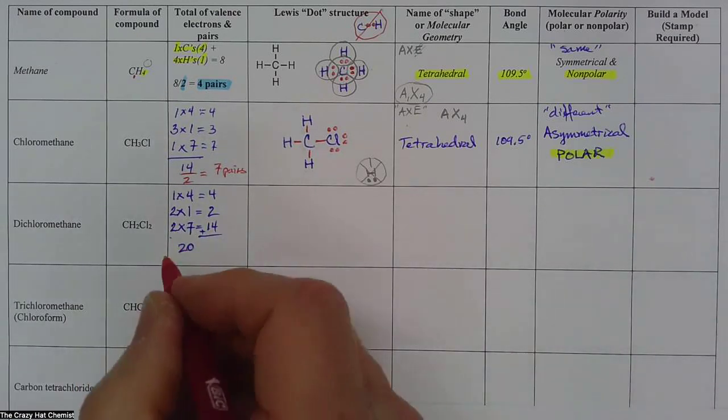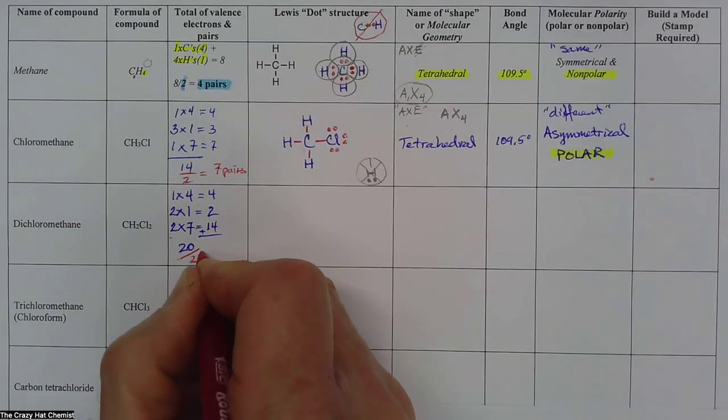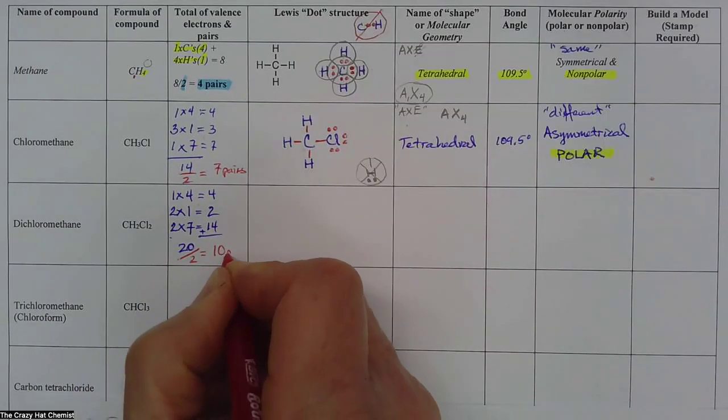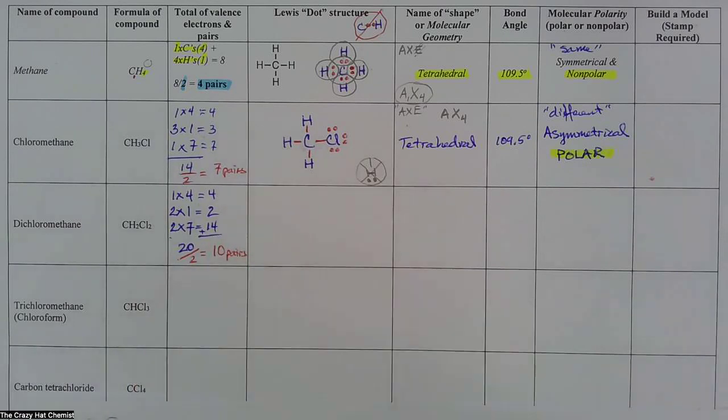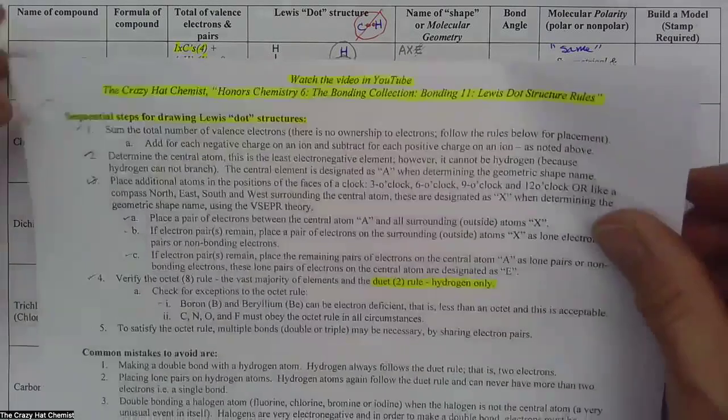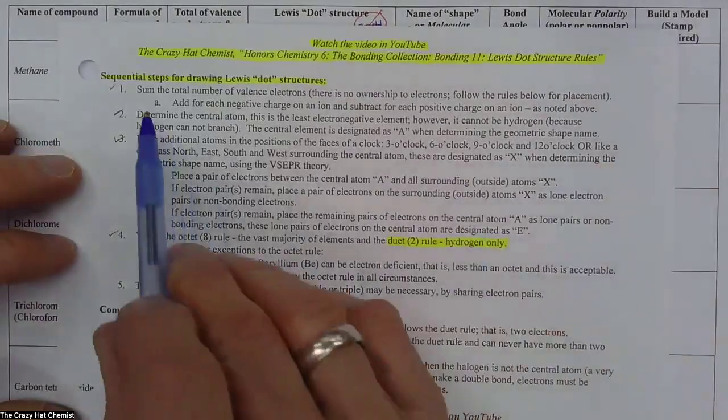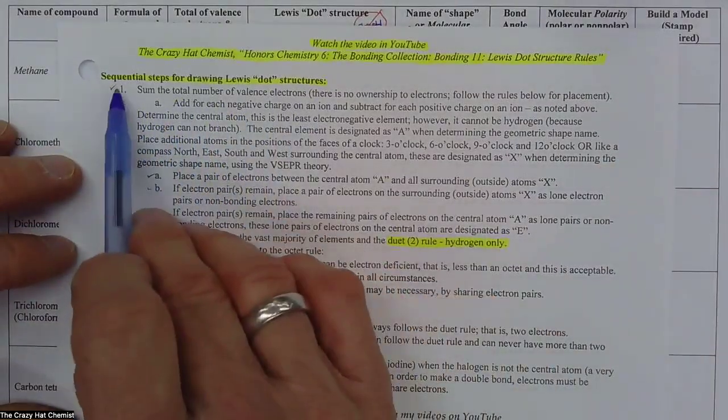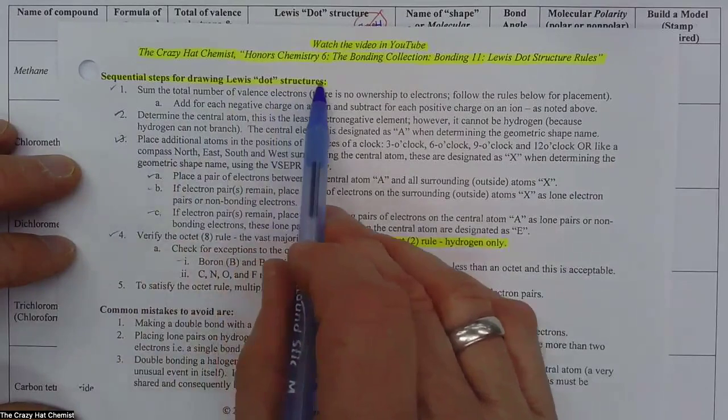And then every single time, we're going to divide by 2. So we're going to get 10 pairs. We're always working with pairs. The next part of this whole process is finding the least electronegative element. The least electronegative element will be the central element. Again, what are we doing? We are following these rules in order, right? The sequential steps for drawing Lewis dot structures.